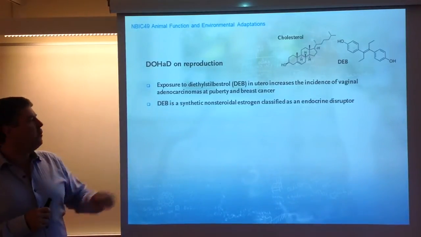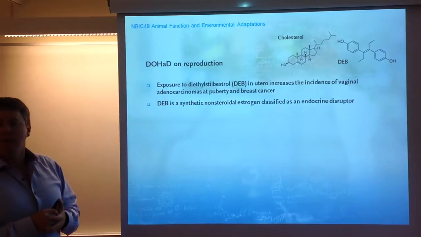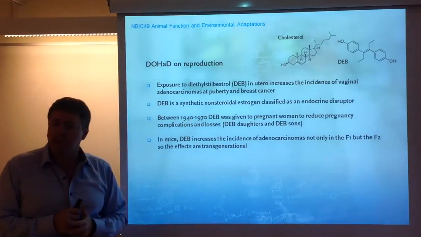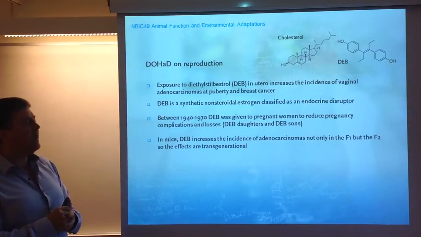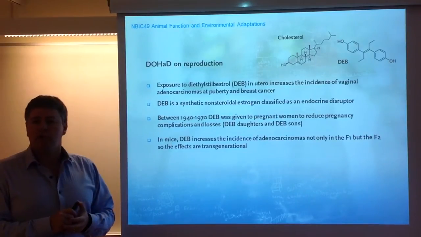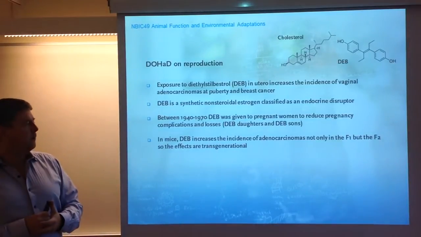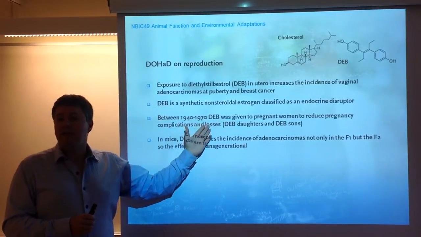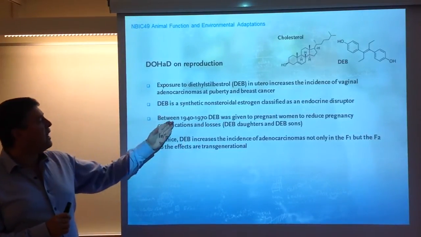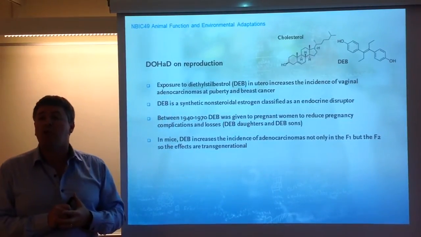Why would that be relevant? Well, what we know is that DES is actually a synthetic non-steroidal estrogen. It's an endocrine disruptor. The point is that between 1940 and 1970, DES was actually given to pregnant women to reduce pregnancy complications and pregnancy losses. So this was a common drug, a common medicine that was given until it was realized that the offspring, the children born from mothers that had received DES, called DES daughters and DES sons, incurred problems.